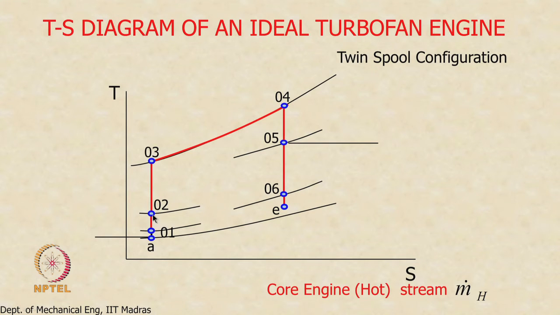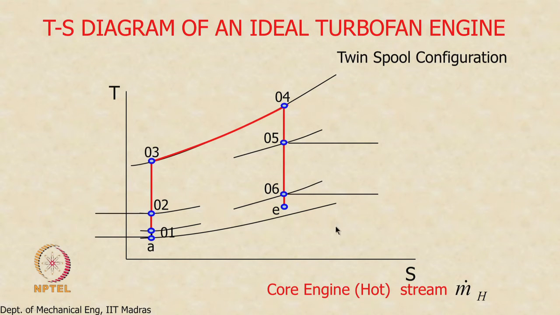There is a pressure rise there, and then the air m dot h goes through the rest of the compressor, combustor, turbine. This is the high pressure turbine. Remember, this is a twin spool configuration, that means there are going to be two turbines. 04 to 05 is the high pressure turbine, 05 to 06 is the low pressure turbine, and then it goes through the core engine nozzle. So this is indicated in red. Red indicates the air that goes through the core engine.